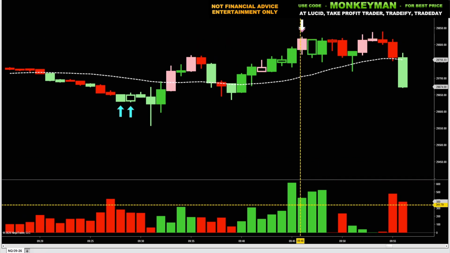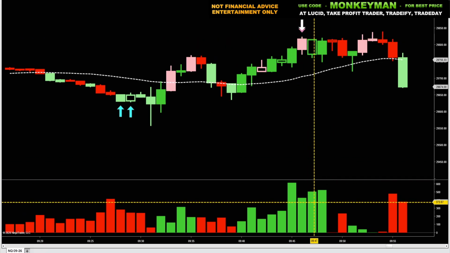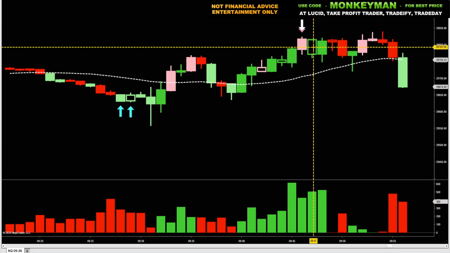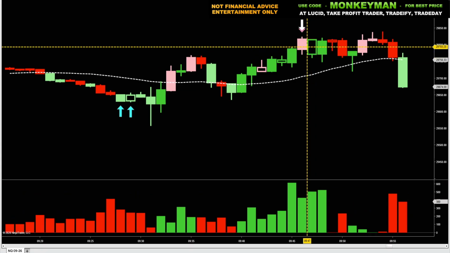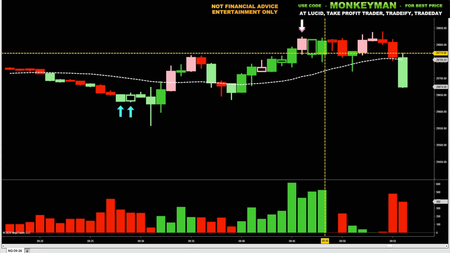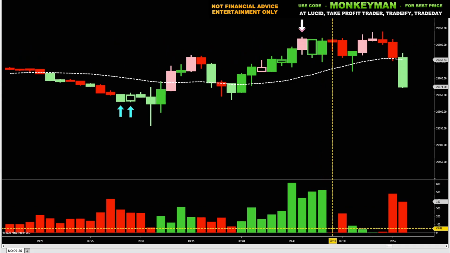But ideally, I want this histogram to start calming down a little bit and moving towards the downside if I'm going to be looking for a short. The next candle, we're starting to get some divergence, but the histogram is still strongly bullish. You can see the green outline of the candle still. Here we've got a major drop off in the delta. The histogram just drops off.